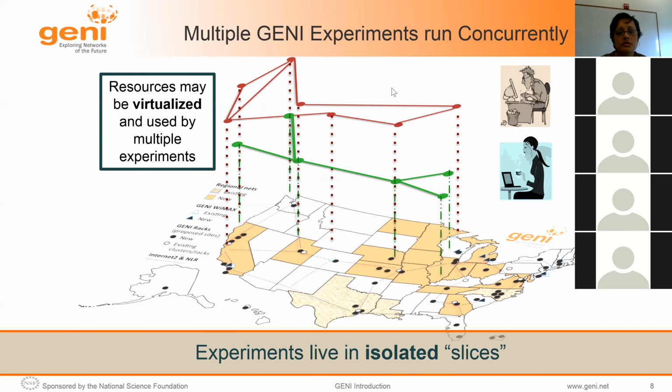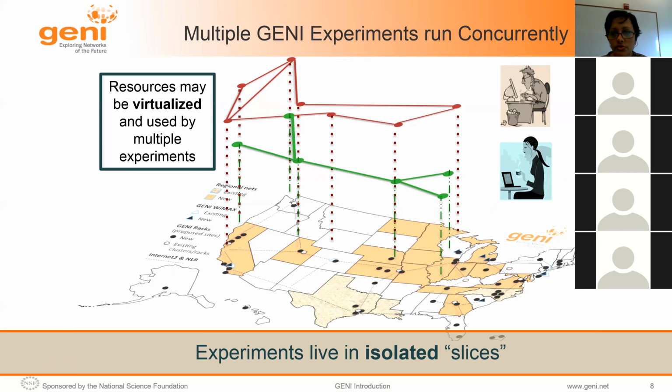Okay, so back to this. What you're seeing there are two separate experiments. So they're two separate slices, but like I was saying, those vertical lines sometimes are sharing the same resource, but not exactly the same virtual machine or the virtual resource on that particular machine. So you could be sharing the same machine, but in completely different experiments.